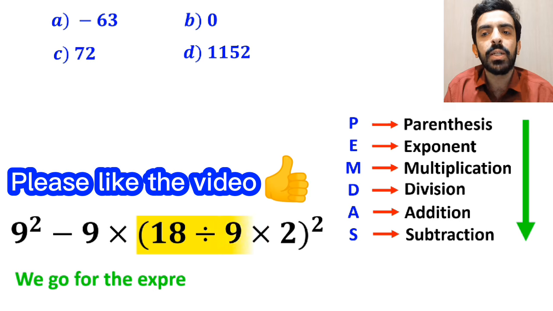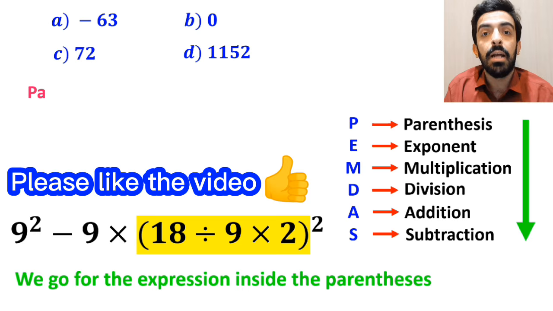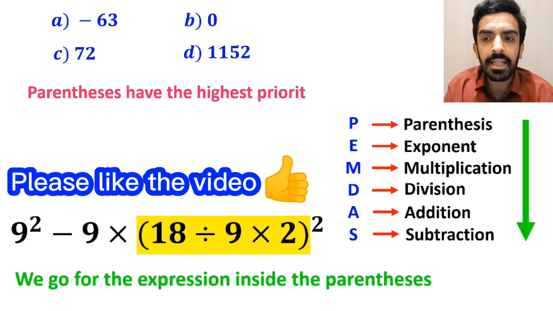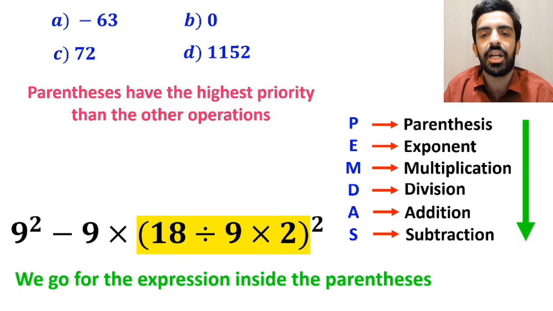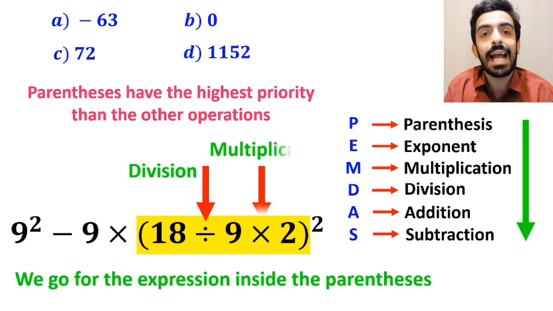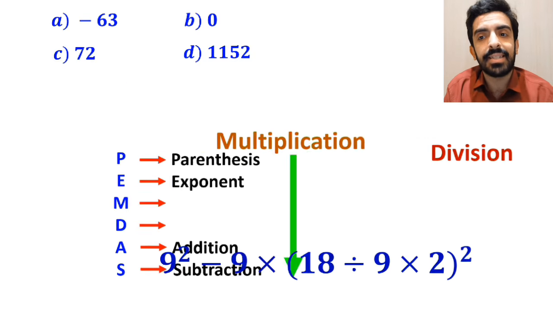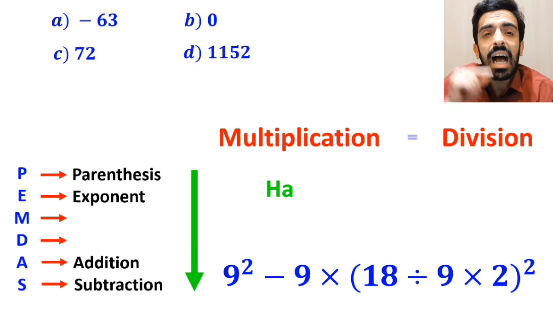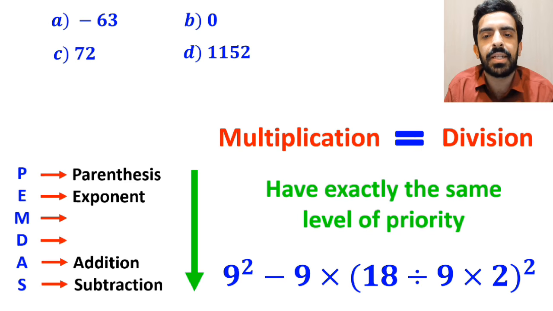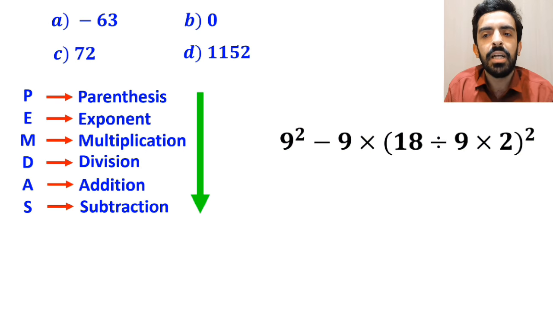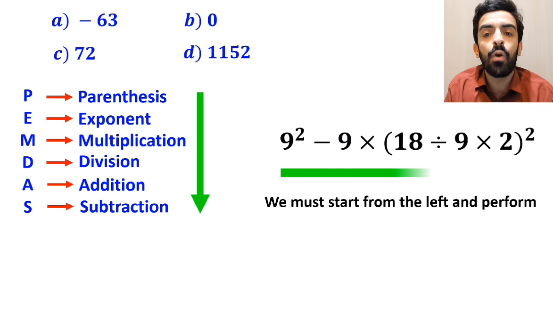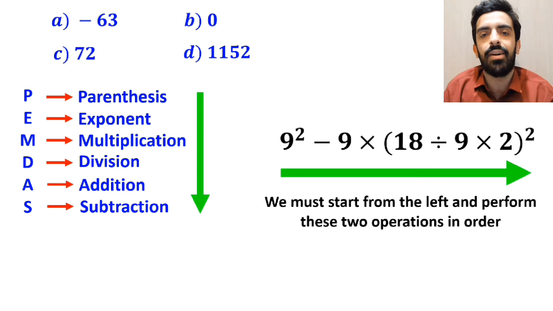So, first we go for the expression inside the parentheses, because parentheses have the highest priority among the other operations. And inside the parentheses, first we have a division sign and then a multiplication sign. It's really important to understand that multiplication and division have exactly the same level of priority. In this situation, we must start from the left and perform these two operations in order.